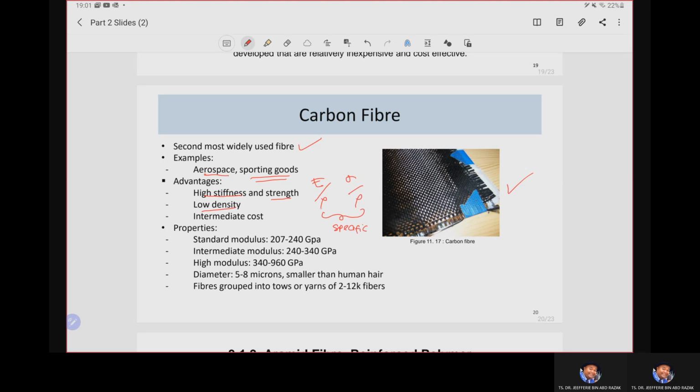Specific properties, because it is really lightweight in terms of weight, so it will give a lower value of rho. So at the end, it will increase the specific properties of stiffness, modulus, and also the specific strength. Carbon fibers possess a high modulus up to 900 gigapascal. It is really high, with a diameter of maximum 8 micron, which is smaller than human hair, where the fibers are basically grouped into tow or yarn, having about 2 to 12 thousand fibers.